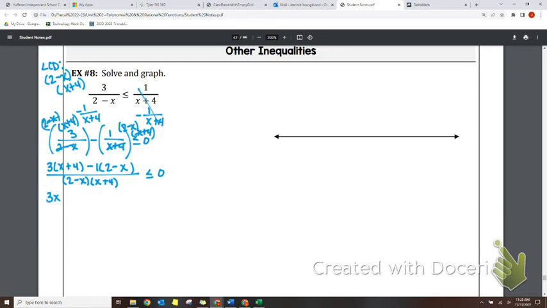So I'm going to distribute. And I'm not going to distribute on bottom, because on bottom we're already factored, and that's where we're going to want to be. So combine my like terms. Oops, forgot my less than or equal to 0. Combine your like terms on top. So I get 4x plus 10 over the denominator, less than or equal to 0. And now we're ready to find those critical values.